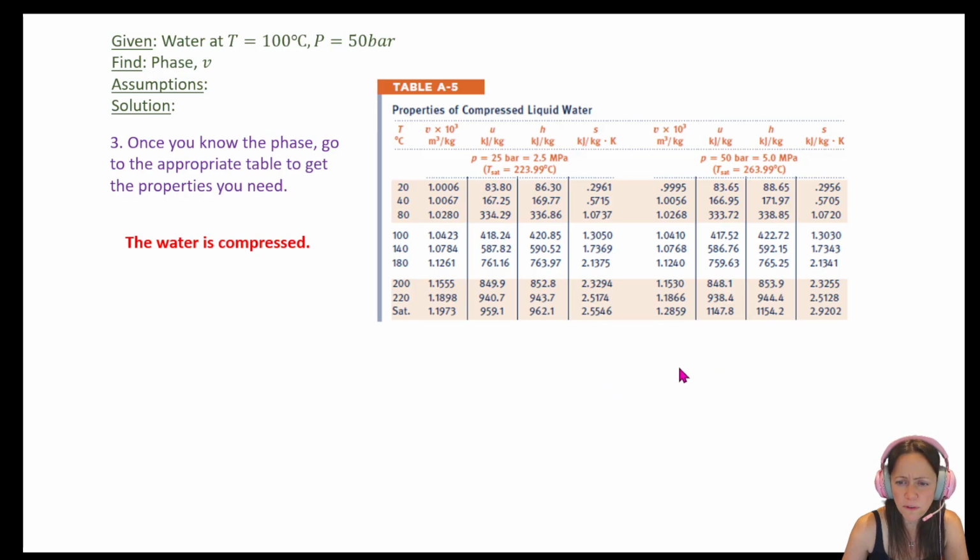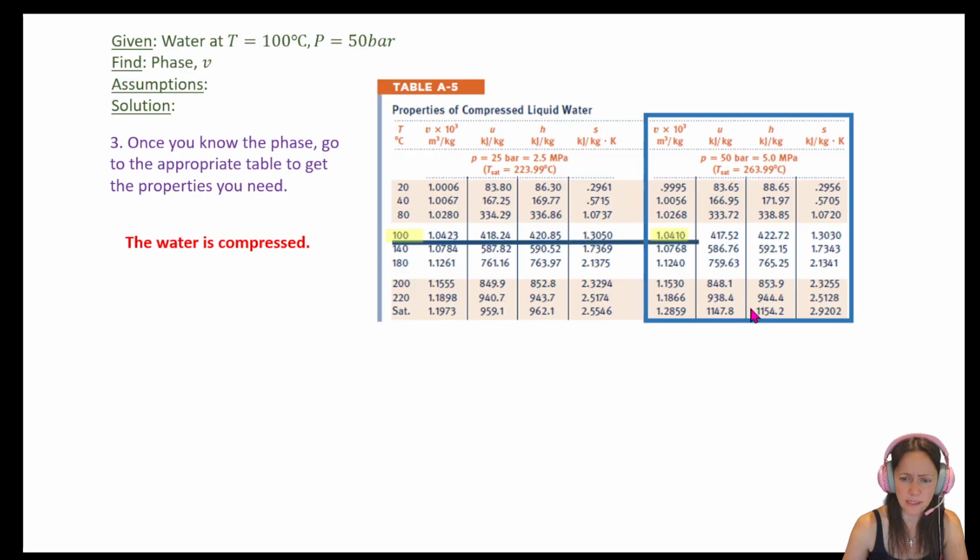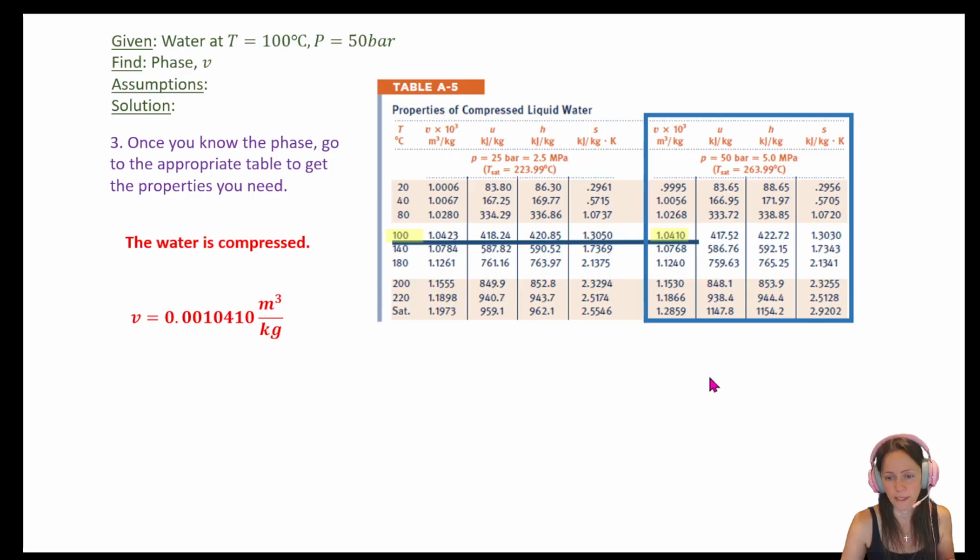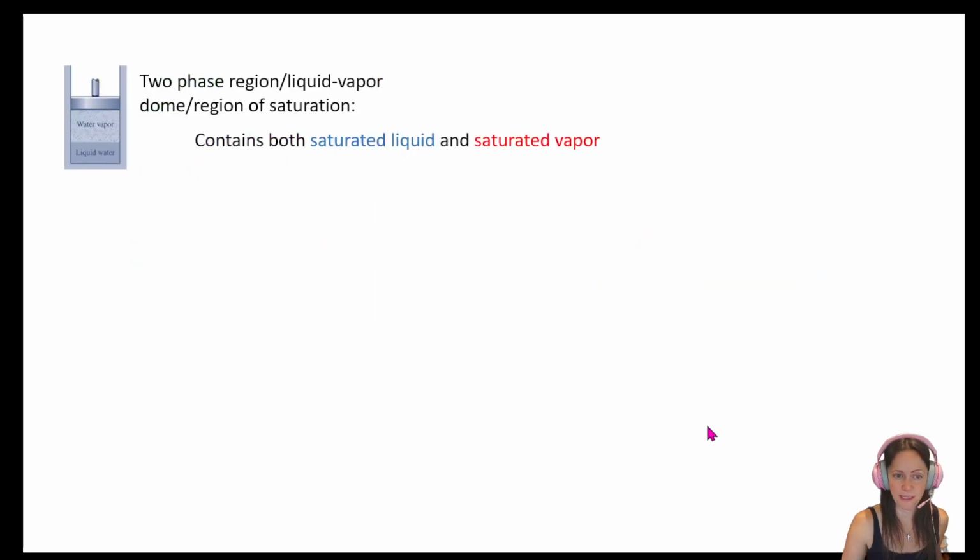So let's see, 50 bar, 100 degrees Celsius, right there. There we go. So it's going to be 0.00010410 meters cubed per kilogram. Easy peasy. All right, almost there. I know this is a long one, but we're almost there. This is an important one.